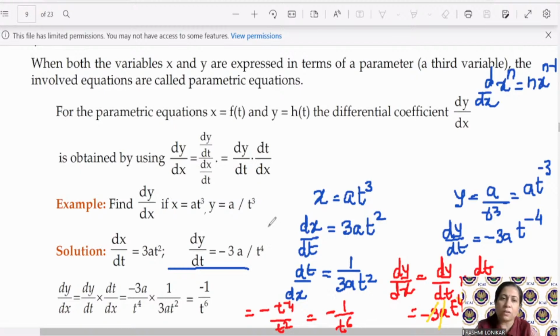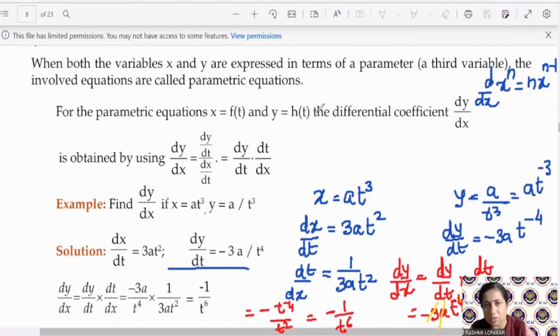So what is the differentiation of the parametric function? What is a parametric function? When two variables are expressed in terms of a third variable, the equations that are involved are called the parametric equations. Okay, so here this was minus 4 and this is t raised to 2, and therefore they did not get cancelled. So this is the answer.